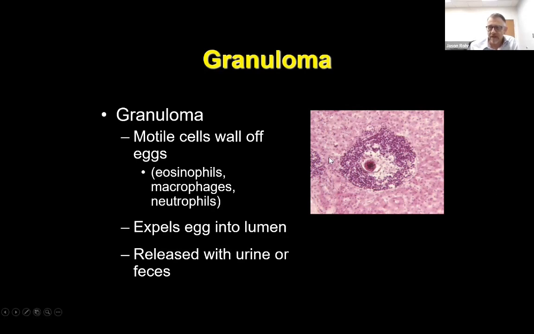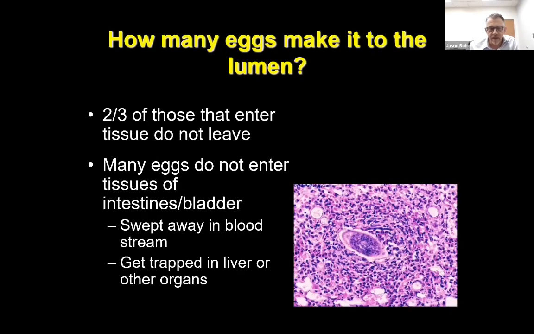And so that's the inflammatory response and the granulomas that are produced. Like I said, 2/3 don't make it out, so they end up lodged in the tissues of the human host, usually the liver, spleen, and bladder. So liver and spleen and intestines for Mansoni and Japonicum, and a lot of them end up in the tissue of the bladder for Haematobium.